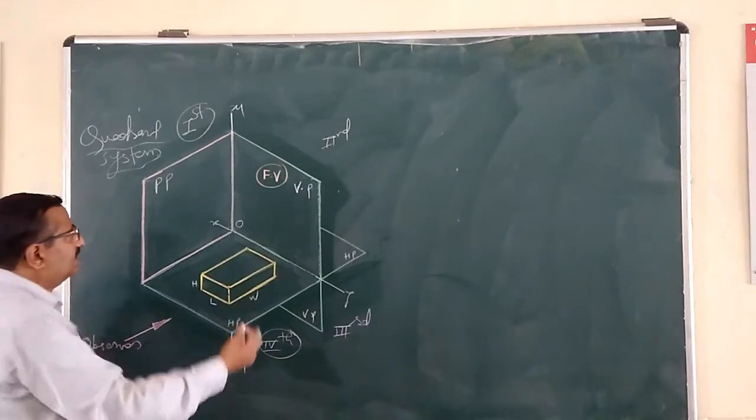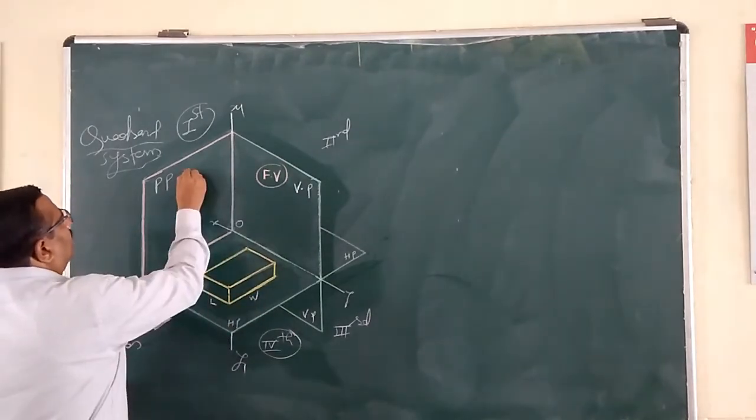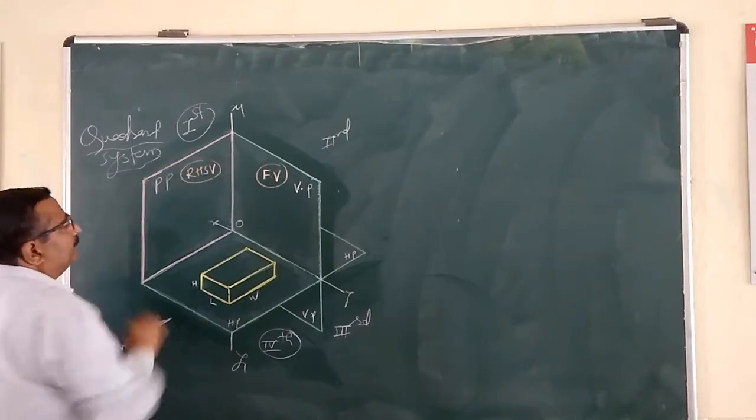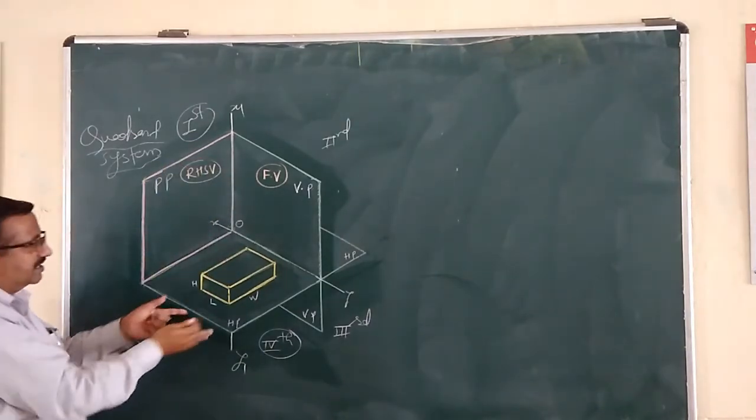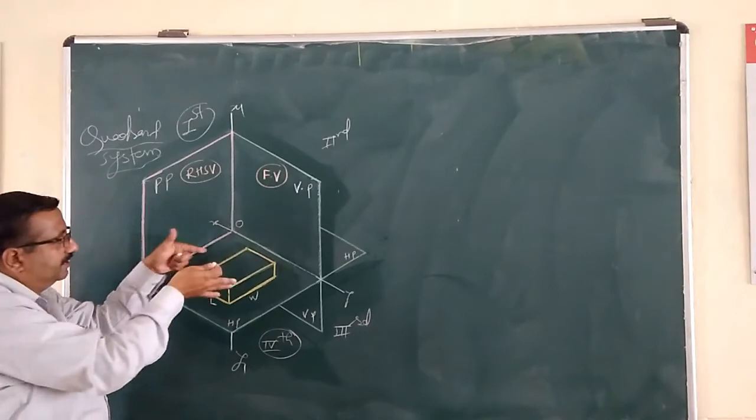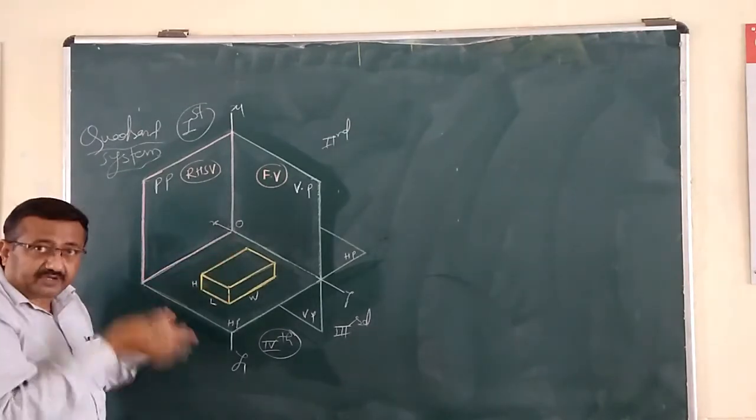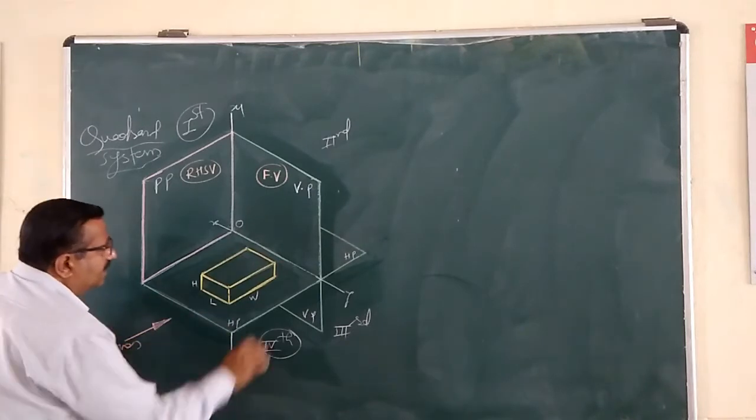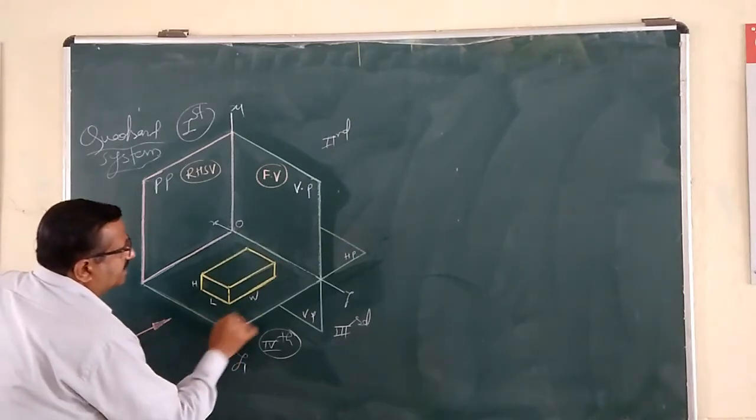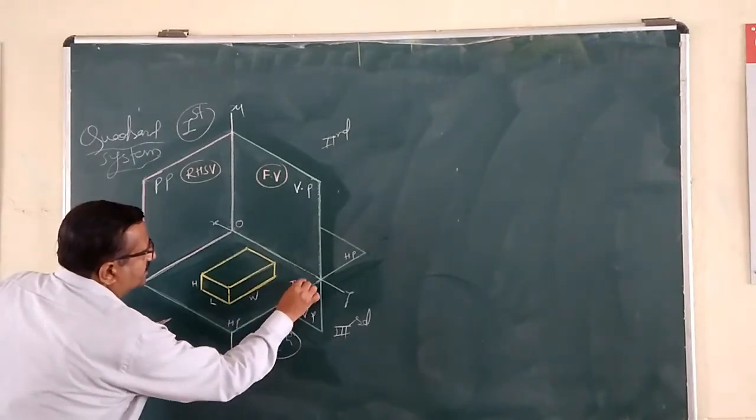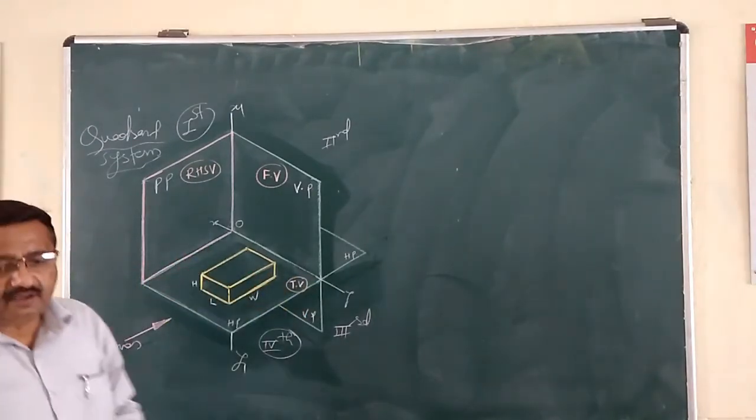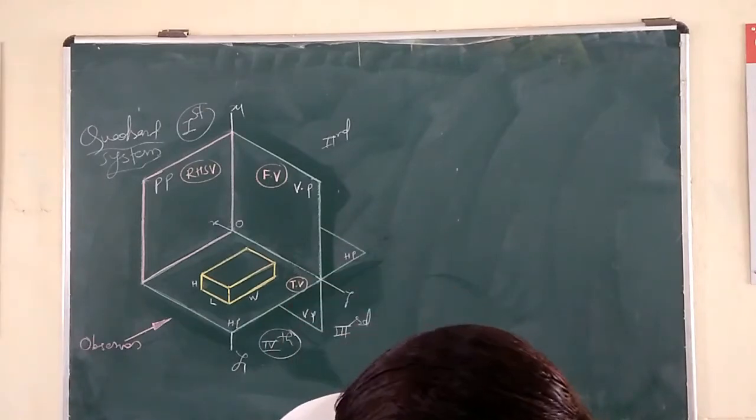Naturally, the right hand side image we are going to get over the profile plane. RHSB, right hand side image. And naturally, on the horizontal plane, as we are observing from the top, the image of this surface we are going to get over this HP, horizontal plane. So the top image, naturally, we are going to get over this horizontal plane. In what way we are going to get the images, that we will just see.